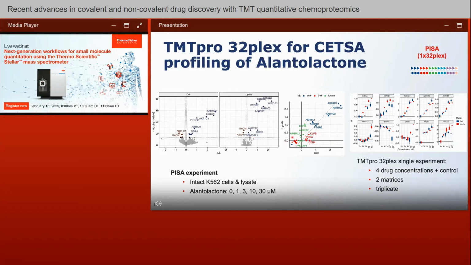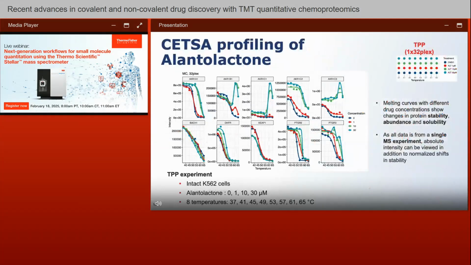So these results here show how 32-plex can be efficiently applied to profile one compound in multiple matrices in multiple concentrations in one go, providing you with a plethora of useful information. If we look at the second experiment result, when we profile the compound at just 3 different concentrations plus control, but having all 8 temperature points present, we can use this to plot the individual melting curves for the proteins we select. And that gives us a totally other dimension to the data.